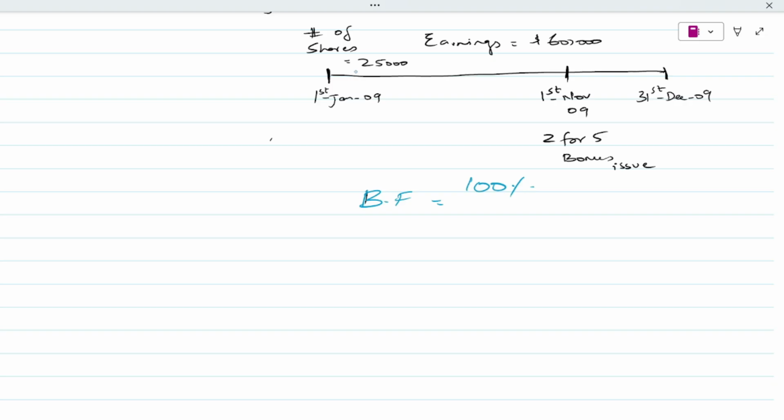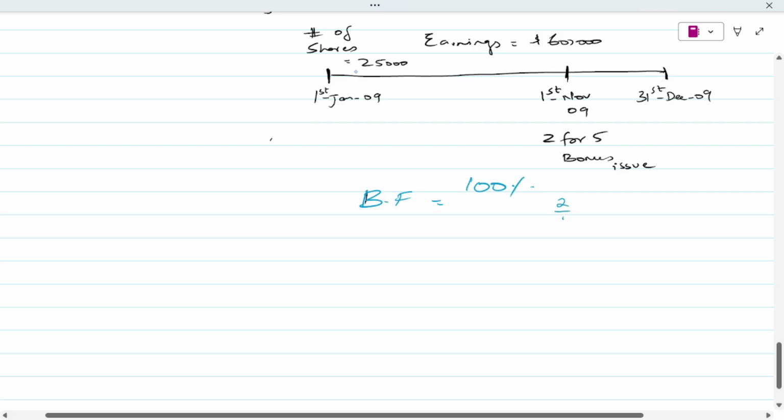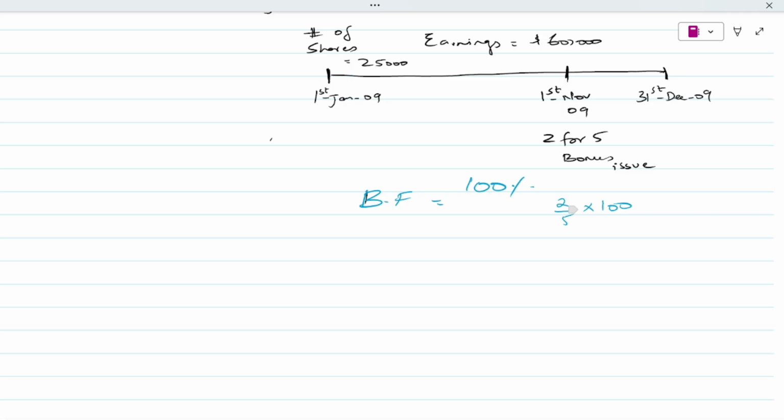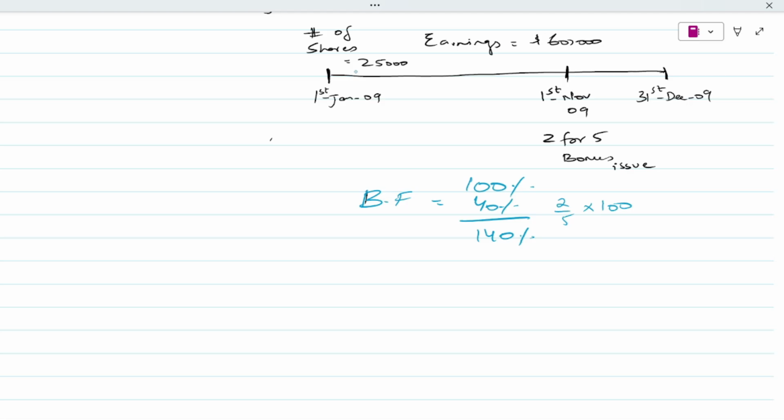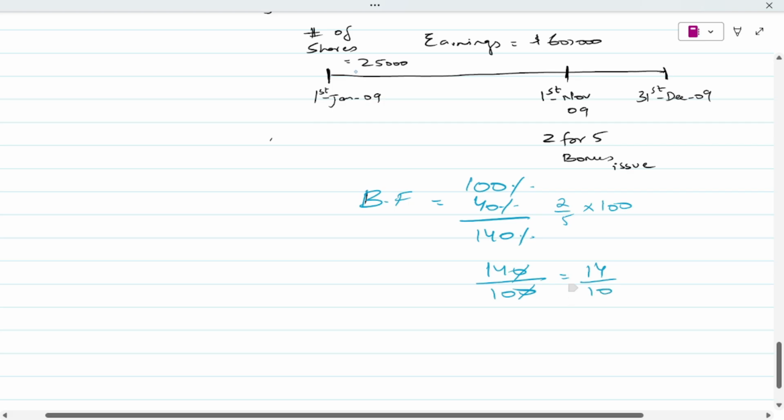I know that whatever the number of shares in issue before the bonus issue would always represent 100%, right? Then there's a 2 for 5 share issue. If I convert 2 for 5 into a percentage, that is equivalent to 40%. So a total of 140%. If I convert 140% into a fraction, I divide it by 100 because it's a percentage. This and this cancel out, so it's 14 over 10, which when simplified, dividing by 2, is 7 over 5, and this is my bonus factor.